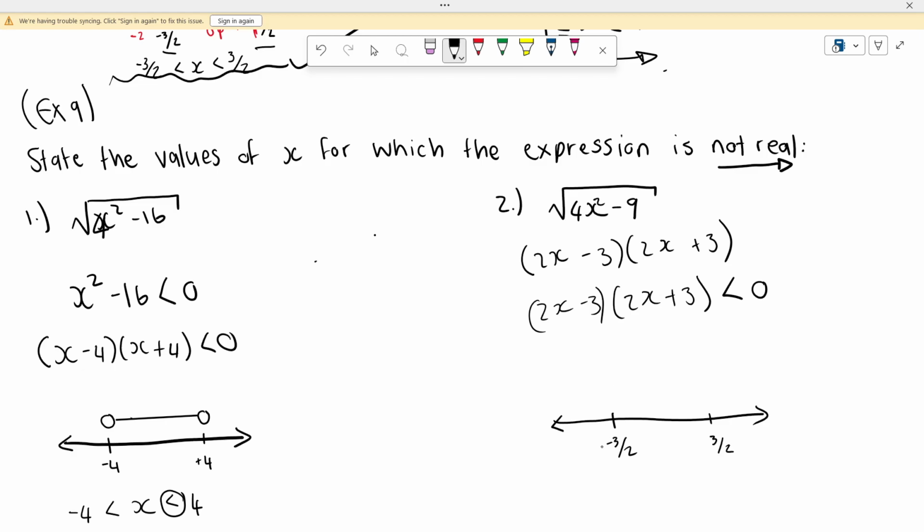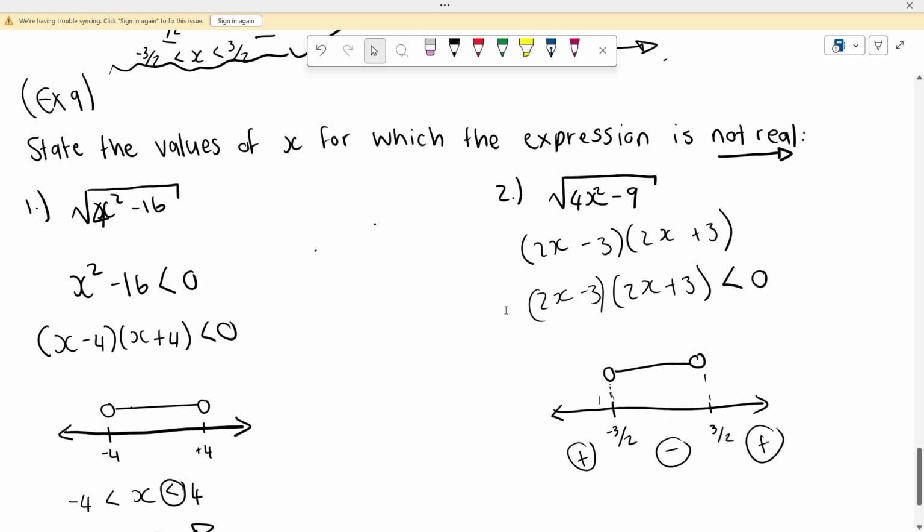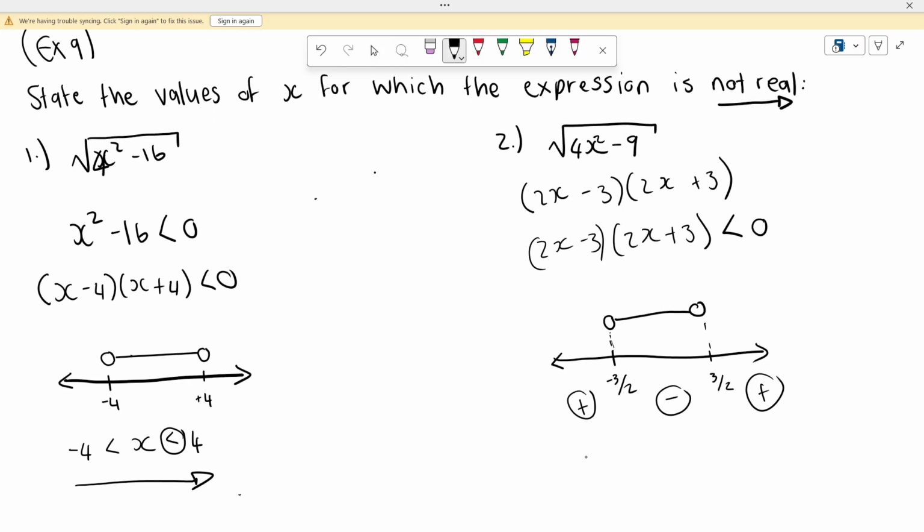So obviously now go type it into your calculator. Anything here will give you positive, anything here will give you negative, anything here will give you positive. So now we know that we still get a straight line. We can make it one long inequality. So negative 3 over 2, not included, is smaller than x, and x is smaller than 3 over 2, not included. Because if we have 0 in there, it's still real.